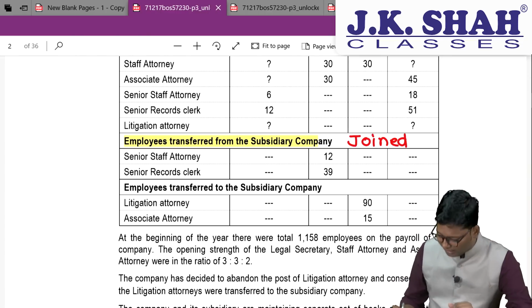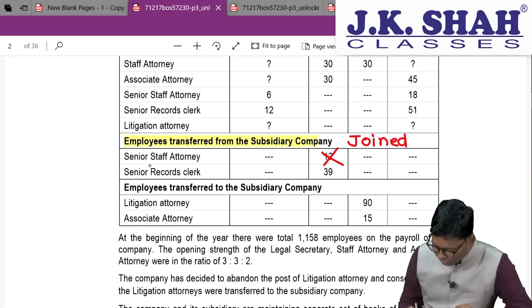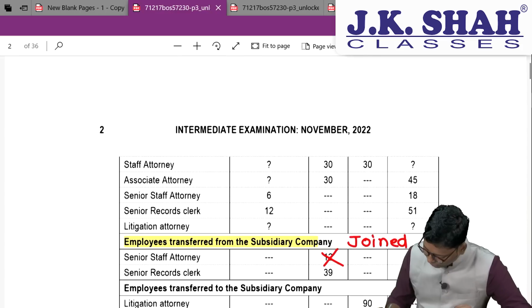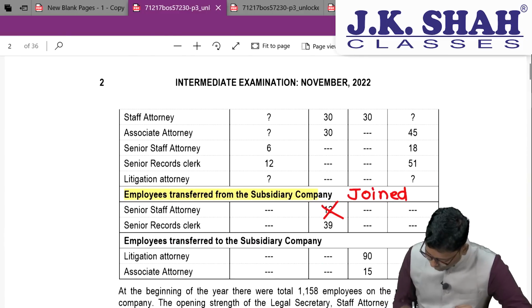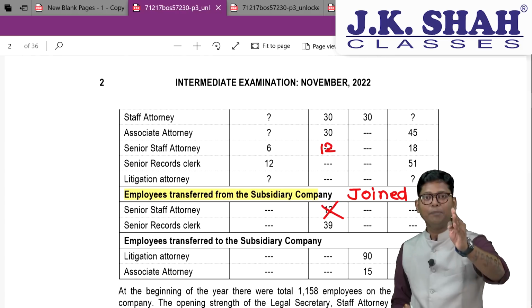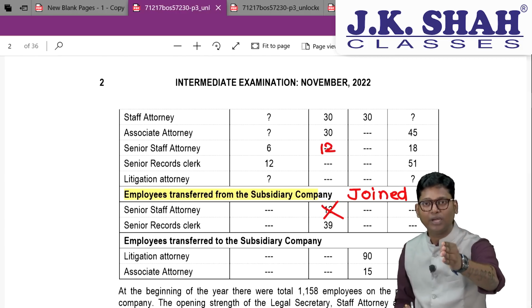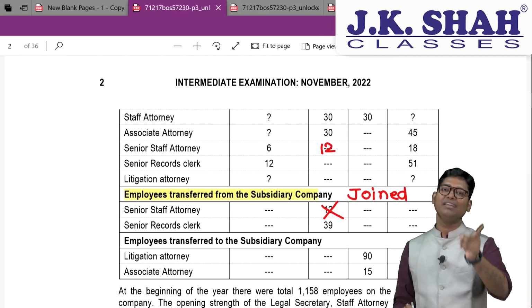So what I am doing? I am cancelling this 12 which is related to senior staff attorney and recording it in the senior staff attorney joined column. I will be recording this 12 data. So here I have recorded senior staff attorney 12. Now you can cross-verify. In the beginning 6 employees were there, 12 joined, and that is why 18 employees are there at the end of the year.